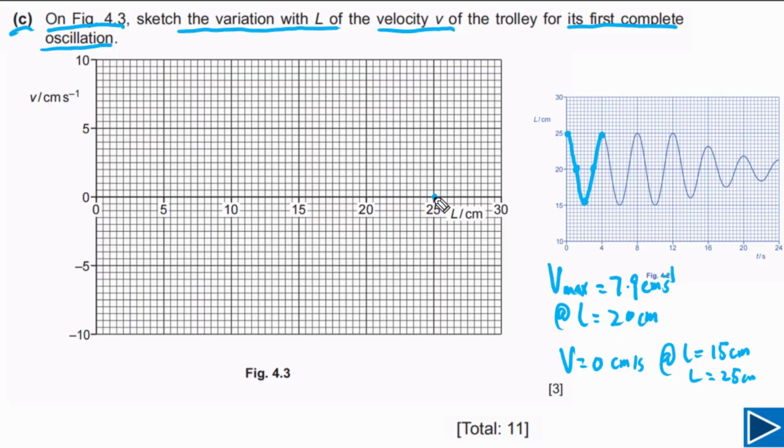V is equal to 0 at this point, and V is equal to 0 at this point as well. V is maximum when L is equal to 20 centimeters. So here 20 centimeters, and the value of V is 7.9.